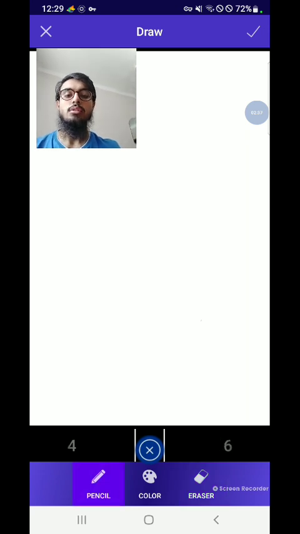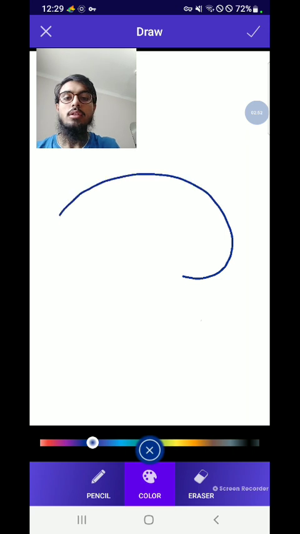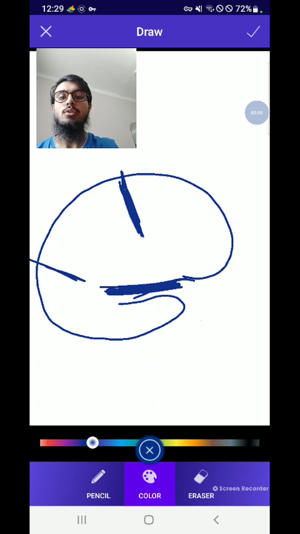Now I will tell you the functional anatomy of the parietal lobe. So I draw the brain again. This is our brain. This is the central sulcus. This is the lateral sulcus. And this is the parieto-occipital sulcus.